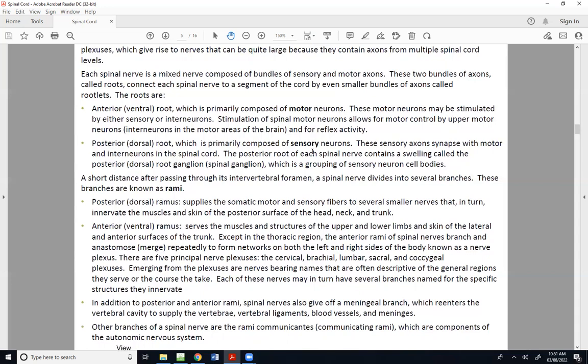The anterior root is primarily composed of motor neurons. These motor neurons may be stimulated by either sensory or interneurons, and stimulation of them allows for motor control by upper motor neurons, which originate up in the motor areas of the brain, as well as for what we call reflexes, like what happens when you step on something sharp or touch something hot. The posterior or dorsal root is primarily composed of sensory neurons.